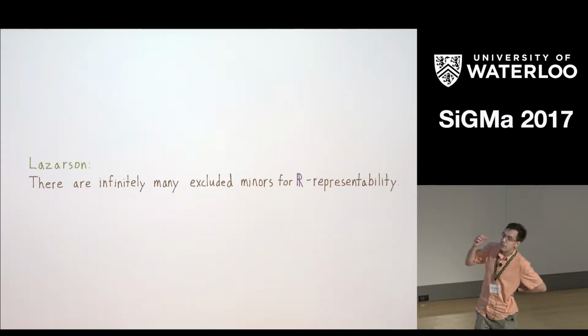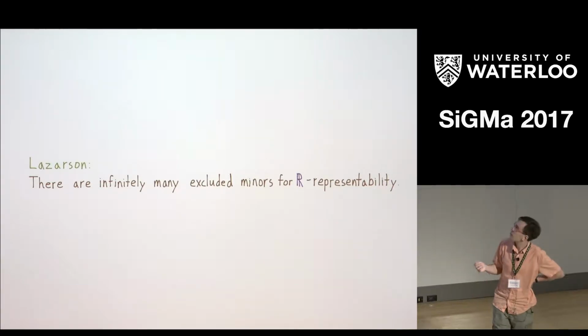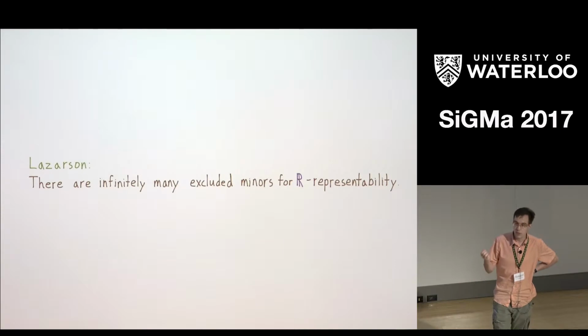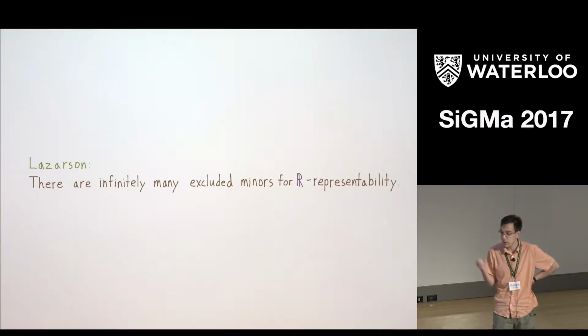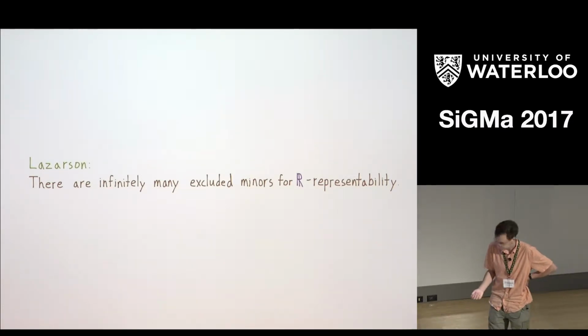However, this doesn't say anything about the complexity of the excluded minors. It still might be possible to have a nice characterization. For instance, we can nicely characterize bipartite graphs by excluding odd cycles, even if there are infinitely many odd cycles.